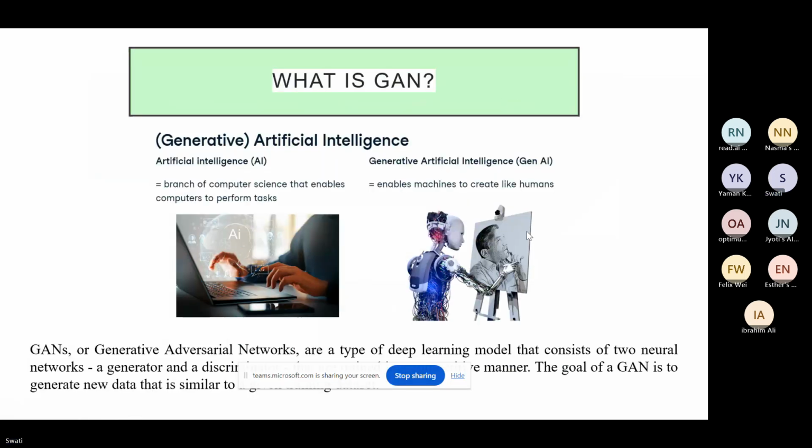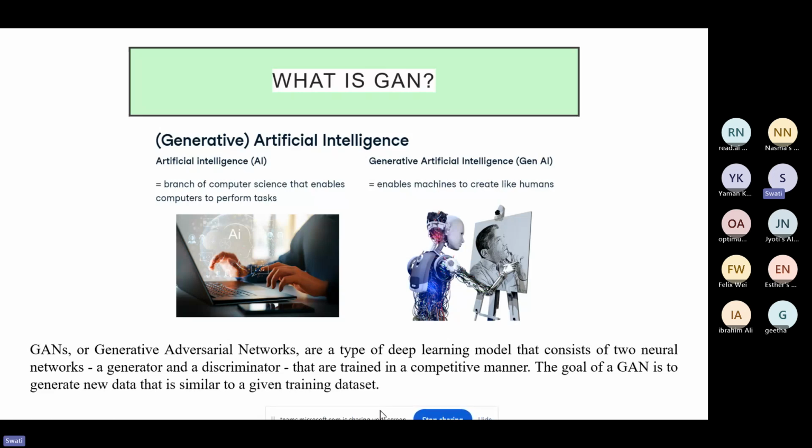So, what are GANs? In normal AI applications, we are enabling the computer to perform tasks. Like we are training some machine learning model to perform some task. But in Gen AI, we are enabling the machines to think like humans, to work like humans.